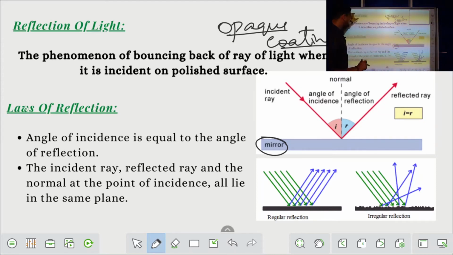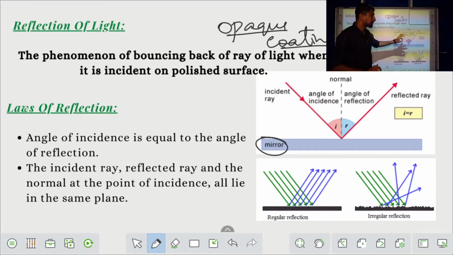So reflection happens only where? It only happens in an opaque object. It doesn't happen in a transparent object, that is glass. Because we know the light enters into the glass, right? The light will penetrate inside the glass. When it gets penetrated, the phenomenon is totally different there. But when it comes to reflection, that is a totally different concept.